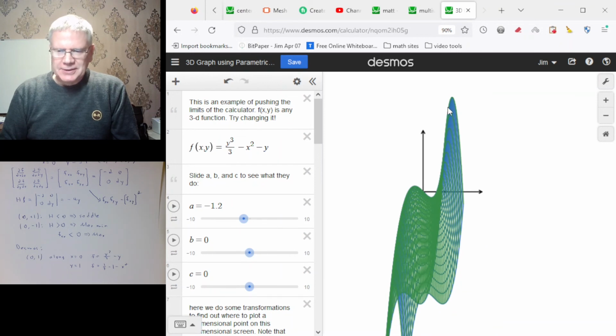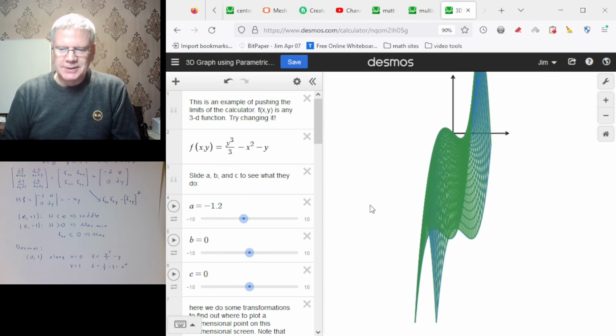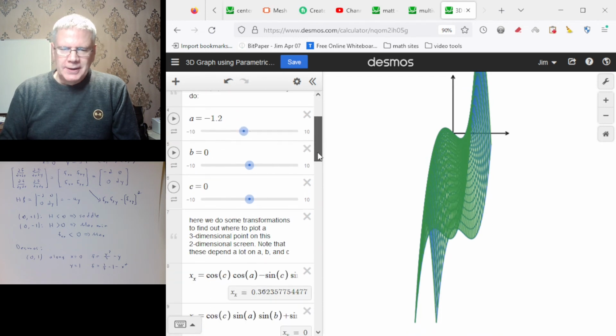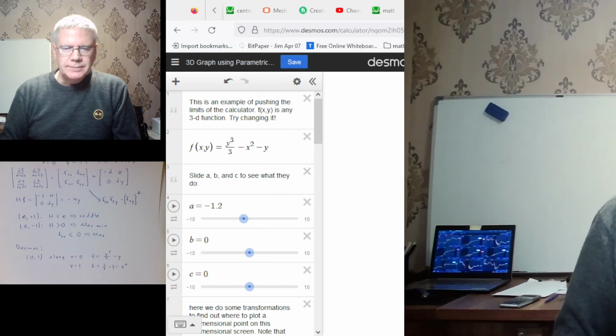It may look like there's another stationary point, but I believe they've just cut off the graph here because it's not going to be infinite. And also at the bottom, it's been cut off. All we found from our analysis was one saddle and one maximum. So that's how we find stationary points, maximums, minimums, and saddles in 2 dimensions.